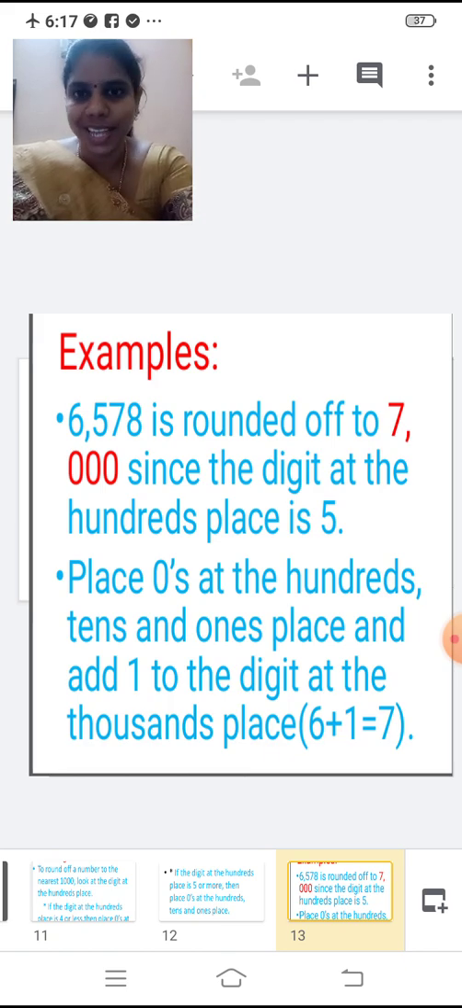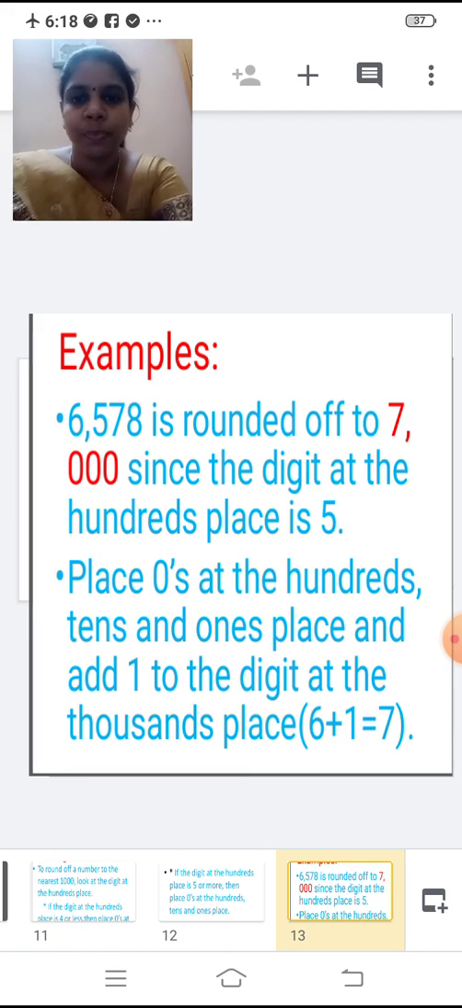6,578. Now we are going to round off this number to the nearest thousand. So you have to see the digit at the hundreds place. What digit we are having at the hundreds place? Yes, 5. Very good. If it is 5 or greater than 5, what we have to do? We have to place zeros at the ones, tens and hundreds place. I am putting 0 in the ones, tens and hundreds place. Then I have to add 1 to the digit at the thousands place, right?